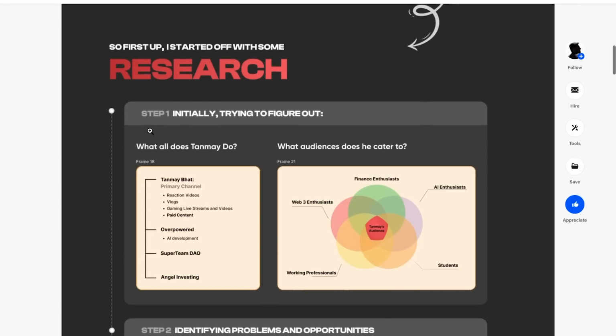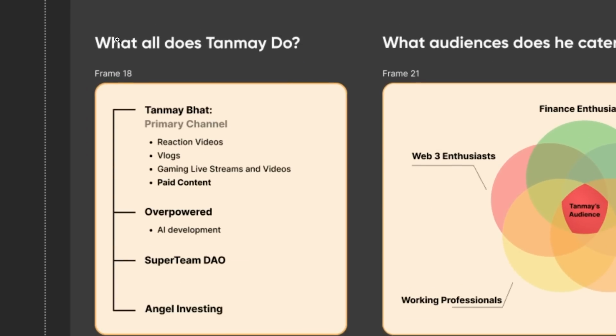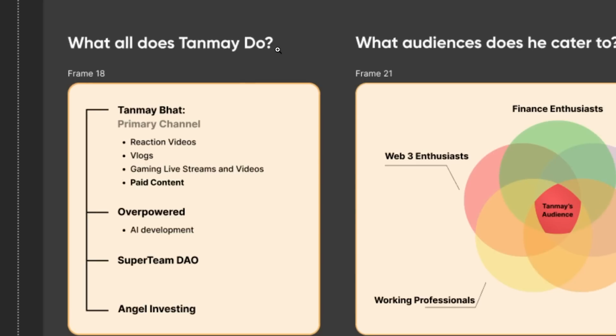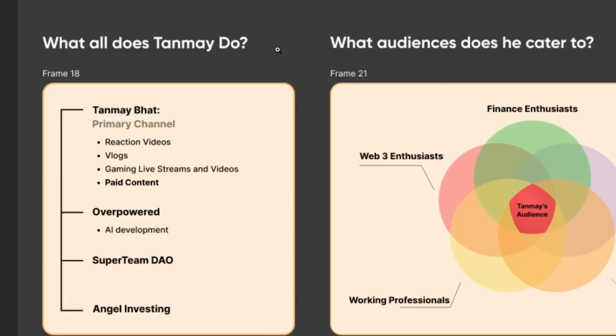So let's go ahead. Step one, initially trying to figure out. Okay, fine. I mean, that's not a step actually. Trying to figure out is not a step, right? But anyway, okay, so I'm going to zoom in a little bit. So what all does Tanmay do? Now, why is D in capital, right? Small things. All of these things matter. These things show that there is a lack of attention to detail. This shows sloppiness, and you don't want to be careless about these things, okay?